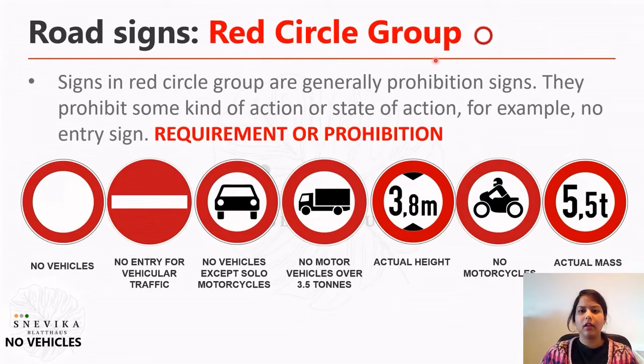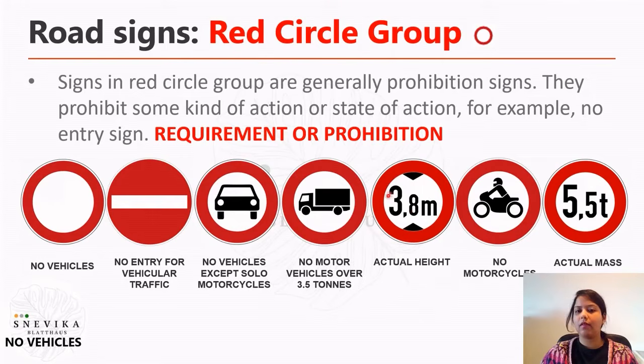Red circle group. If there is a red circle, it means prohibition. Here you see prohibition for entry, which means it is a one-way street and you are not supposed to enter. If there is a prohibition like this, then cars and above are not allowed, so it is only for motorcycles. Here only trucks are not allowed, which means only a car or a motorcycle can go. And here is the height: if it is 3.8 meters and your vehicle is 4 meters in height, then you are not supposed to take the road. You are not allowed here. With 2.5 or less, you can go.